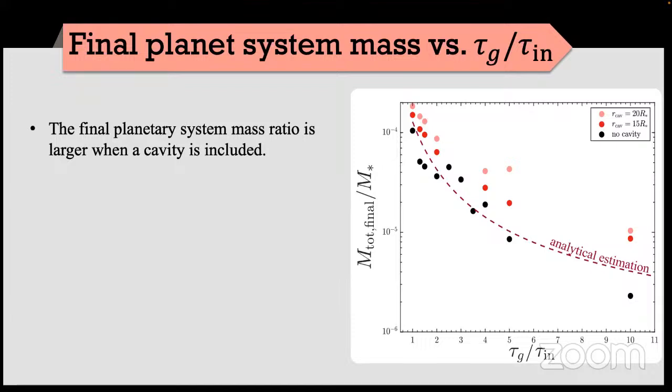And you can further see this in this figure. On the y-axis, you have the final total planetary system mass ratio over tau_g over tau_in. The black dots are the n-body simulations, assuming no cavity. The red ones do assume a cavity. And the dashed line here is just the analytical model, which I didn't have time to talk about, but you can marvel and see that everything kind of matches the numerical simulations, which is always great. So the final planetary system mass is a bit larger when the cavity is included, just because it needs more material in order to push that inner planet.